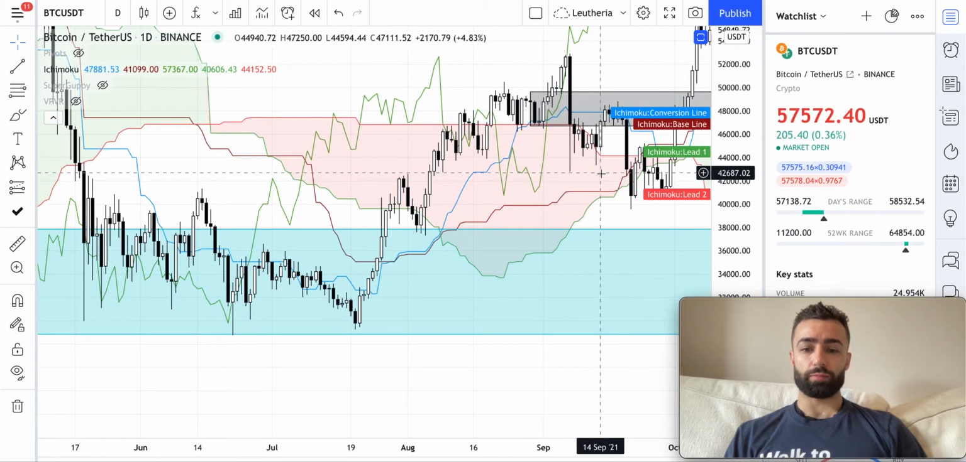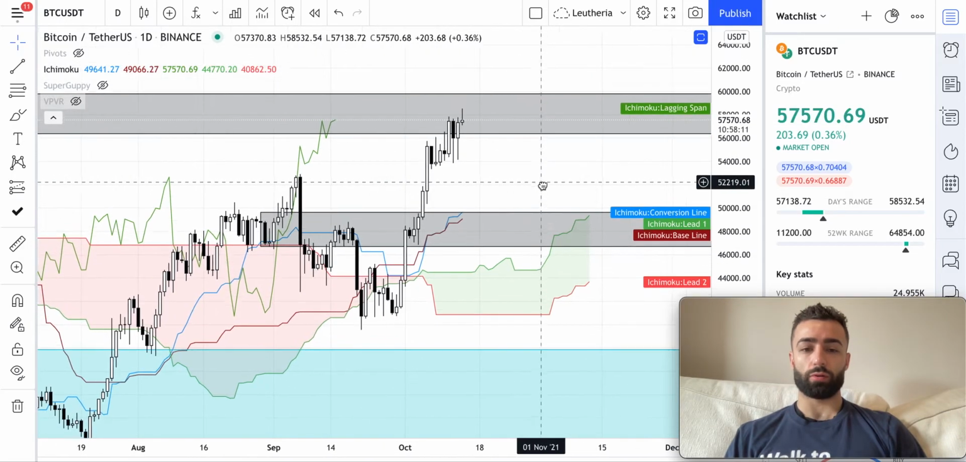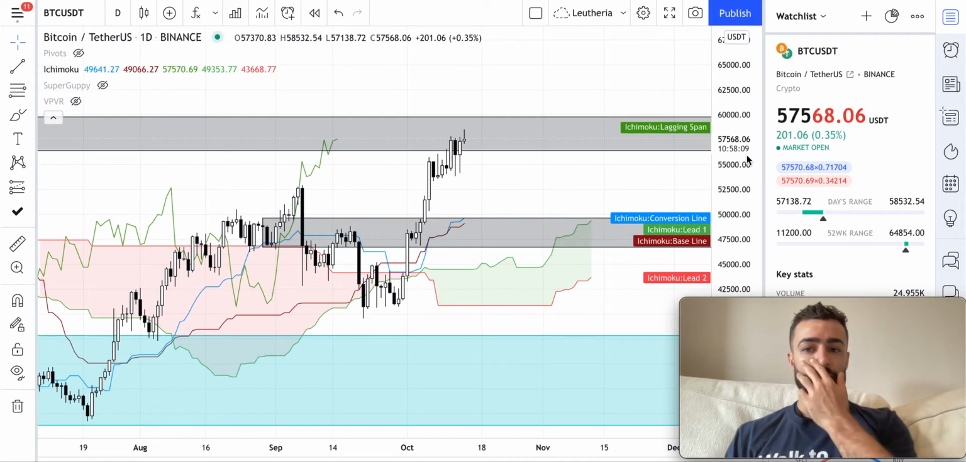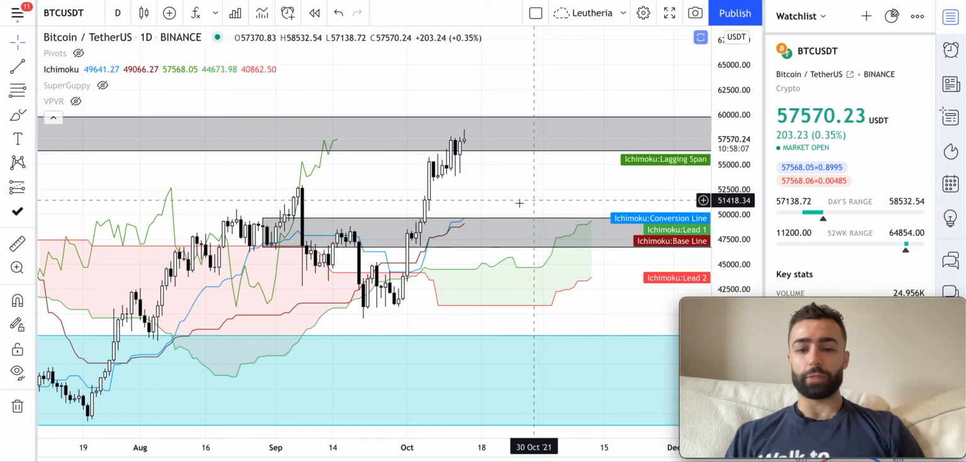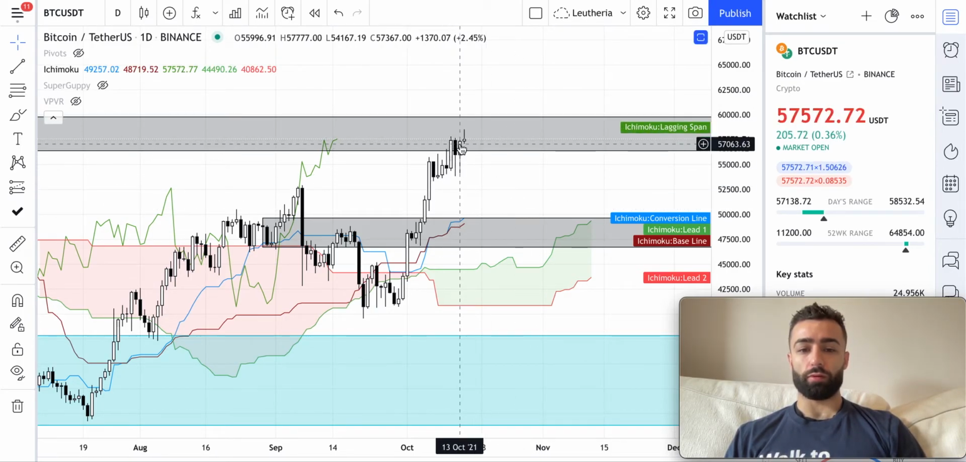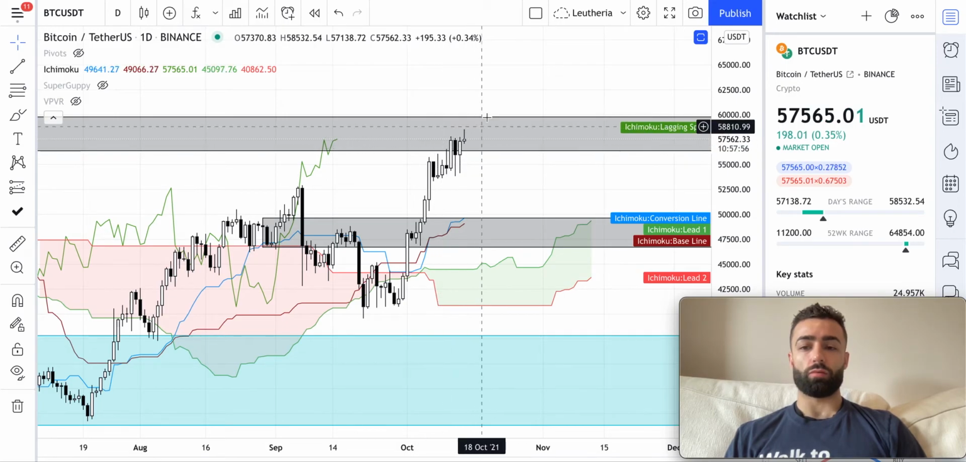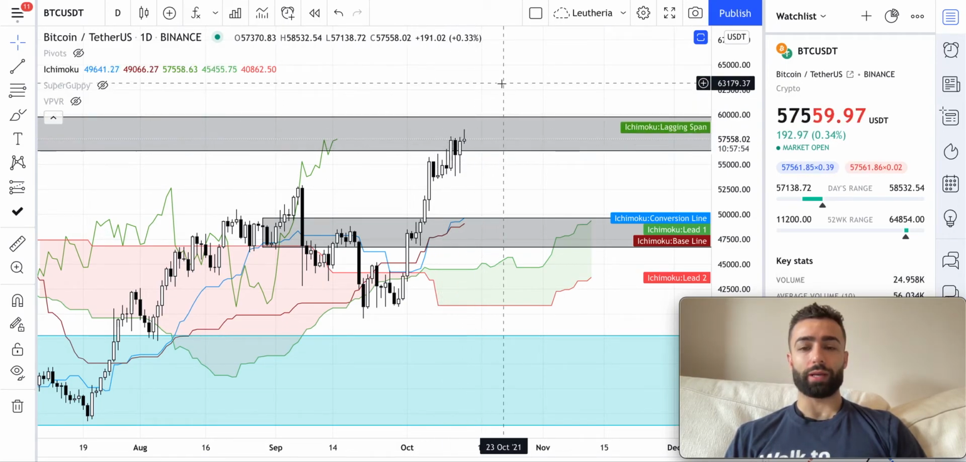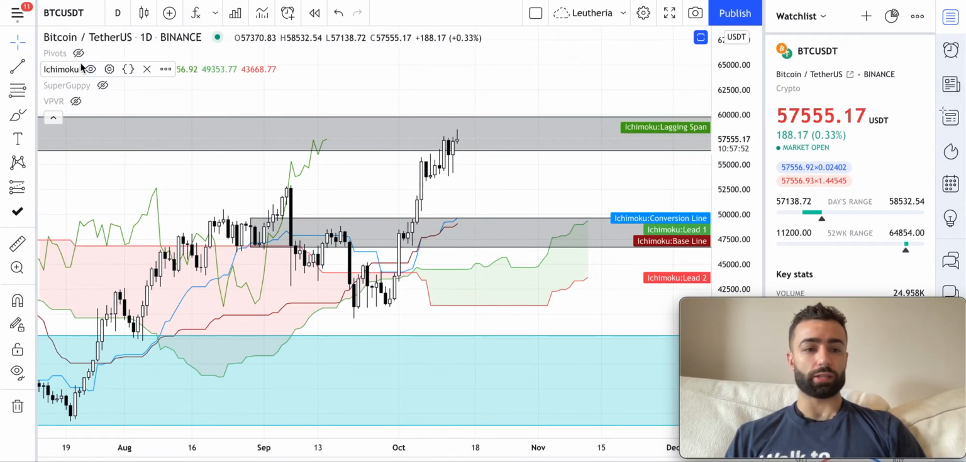So at this point, I'm just going to be holding this. I really have no reason to exit this position. At this point, I've only been in it for a few days, and we already saw some profit today. So we'll see how high we can get in the coming weeks based on this pattern.